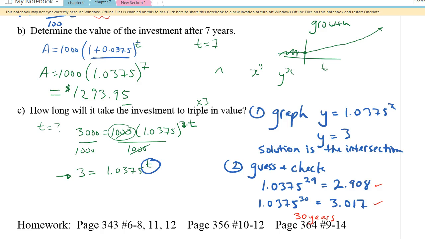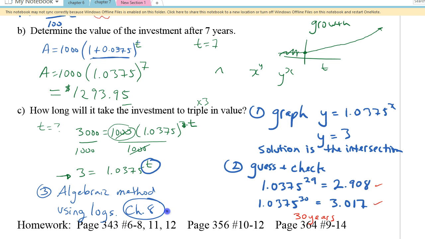Now the third method that we have is an algebraic method, using logarithms. Logs, short for logarithms, and that in fact is our chapter 8, is what it's all about.